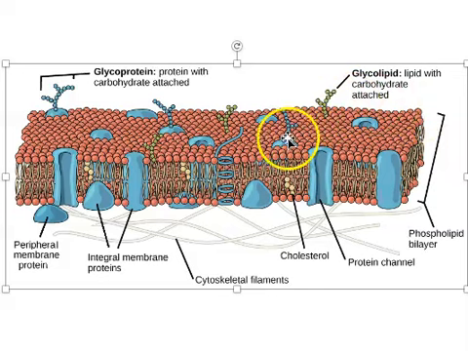Notice too that some of these proteins have these strange looking branching structures attached to them, particularly on the outside surface of the membrane. These are what we would call glycoproteins. Remember, we mentioned those in relation to the Golgi apparatus. Glycoproteins are often involved in cell identity.